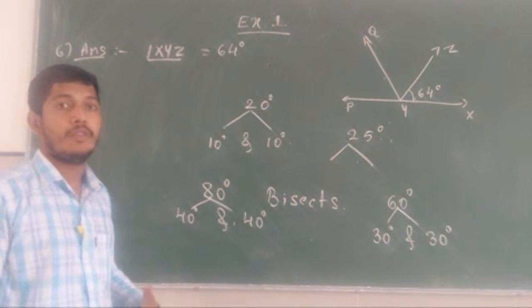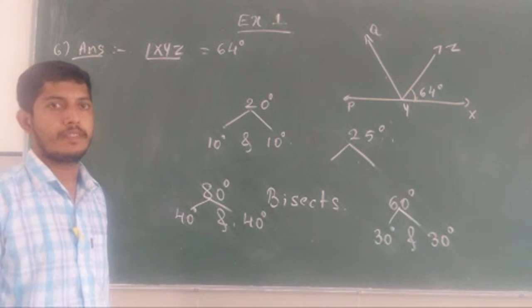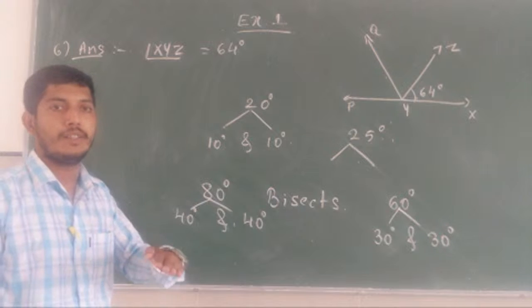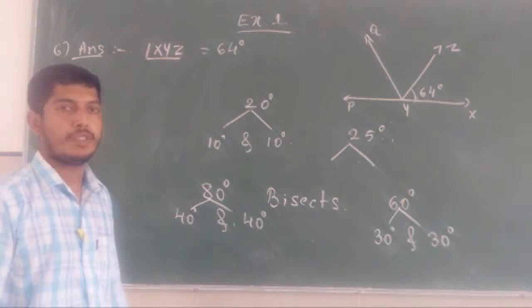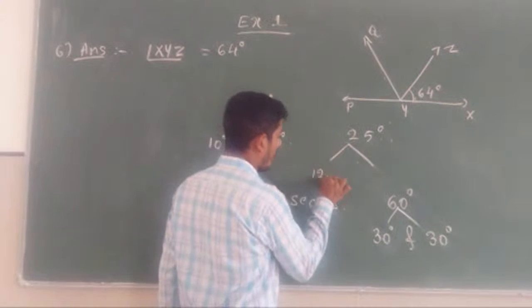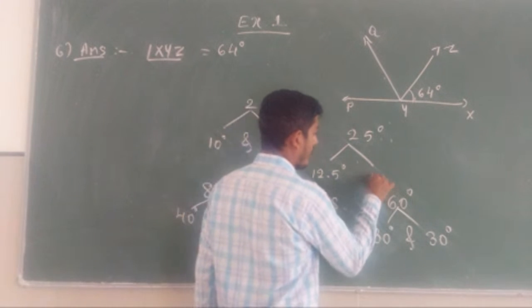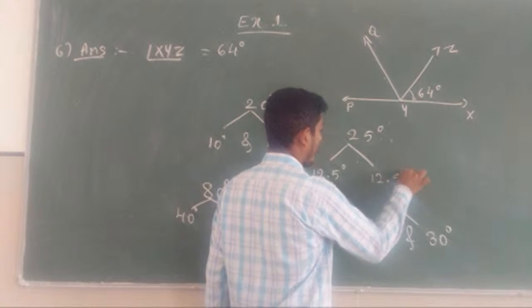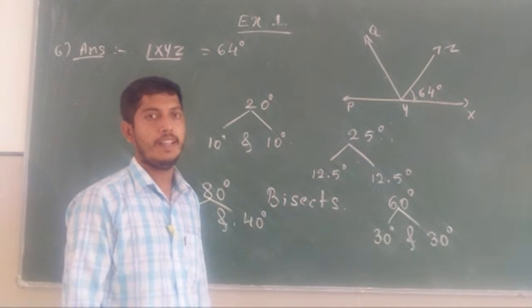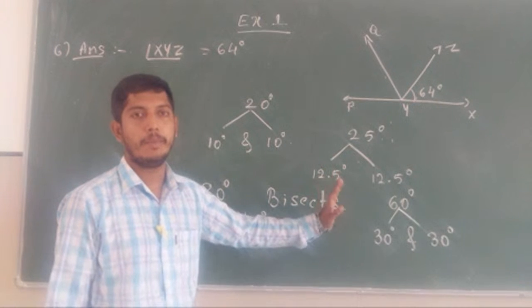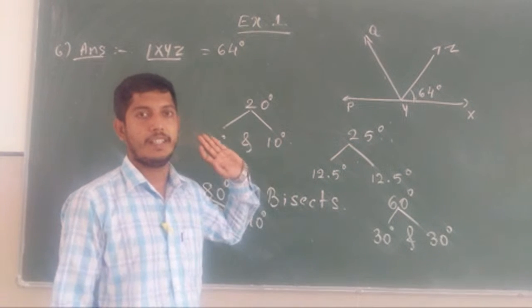That means you have to do 25 divided by 2. It will completely divide that into two equal parts. So 25 by 2 is how much? It is 12.5, and this angle is also 12.5, because 12 twos are 24, plus half and half we can make 1, and totally 24 plus 1 becomes 25 degree.